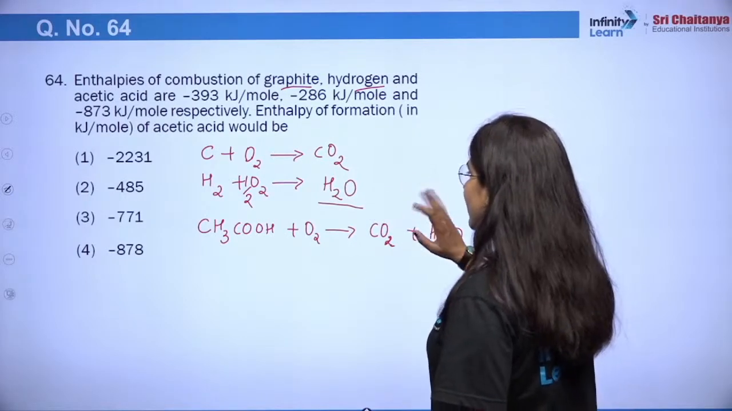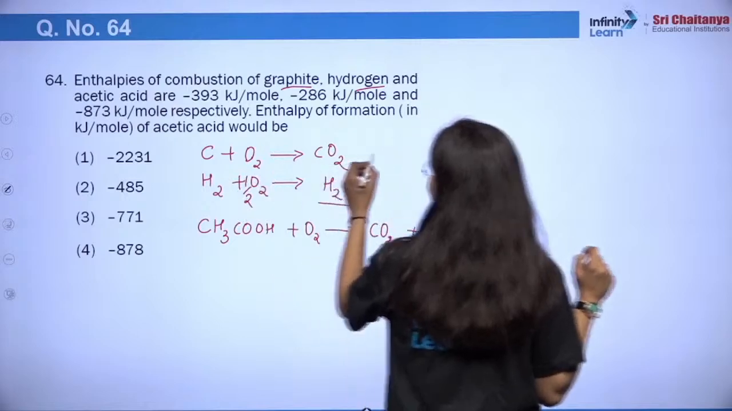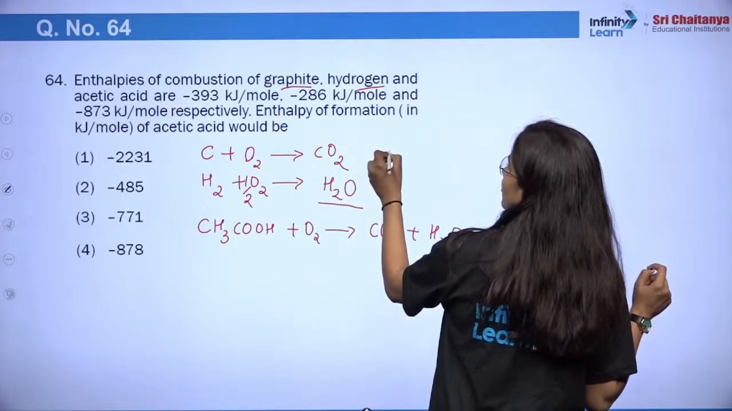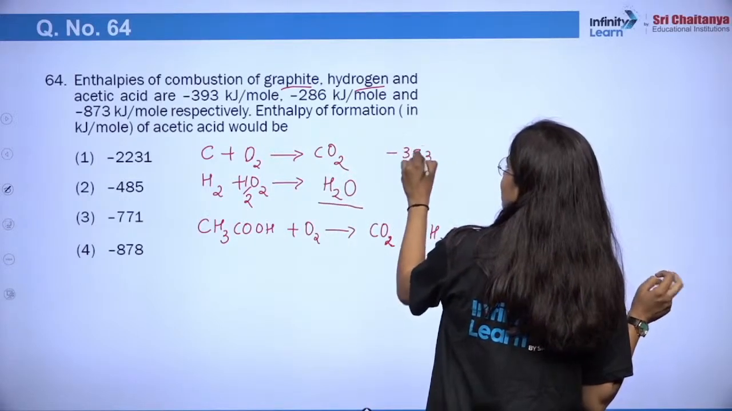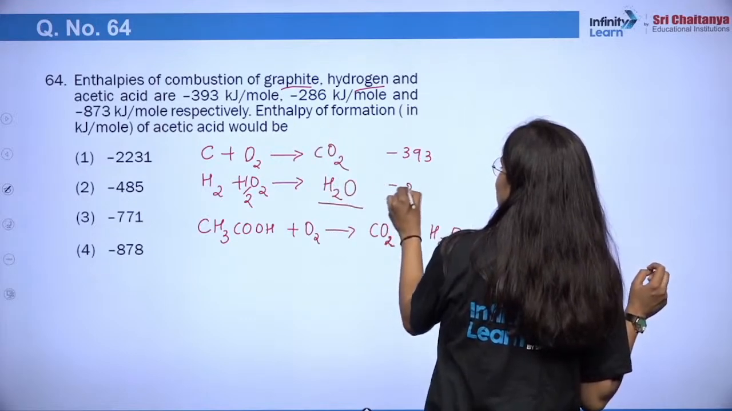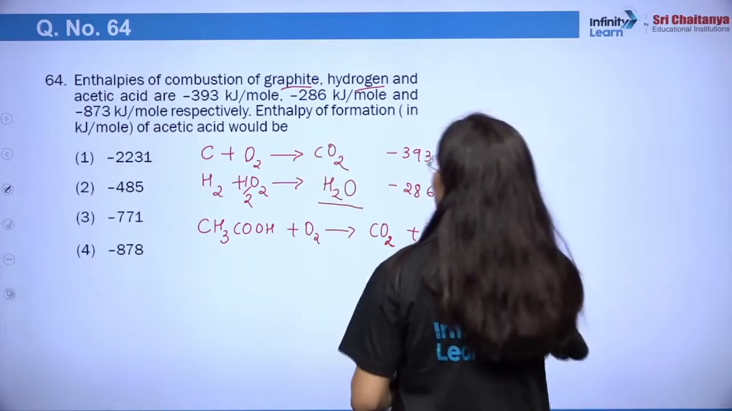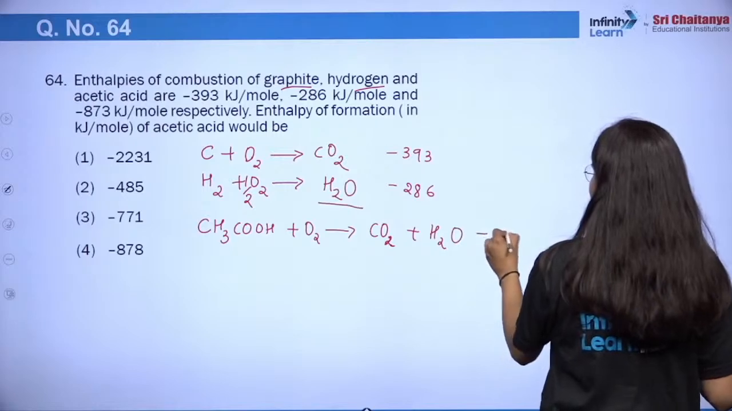Okay, so this is our reaction. This reaction is balanced. For this reaction, the enthalpy of combustion is minus 393. For this reaction, it is minus 286. Now for this reaction, this is minus 873.